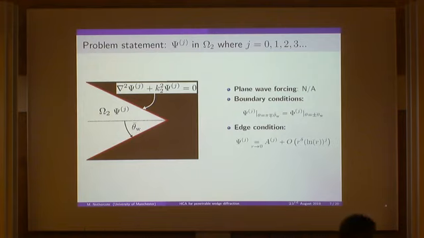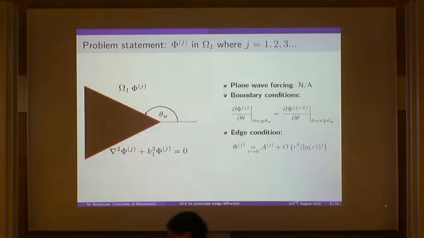First, there are the psi j problems. Now these, confined to omega 2, have no plane wave forcing, have inhomogeneous Dirichlet boundary conditions where the forcing is on the known phi j component, and the edge condition is simplified to this. The rest of the phi j problems take a similar form with no plane wave forcing, inhomogeneous Neumann boundary conditions where the forcing depends on the known psi j minus 1 term, and the edge condition is the same as before.